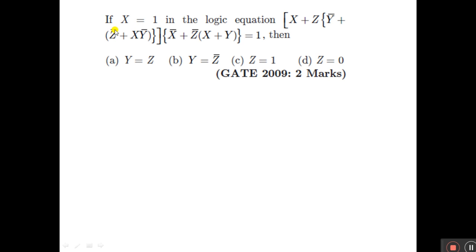They have given the condition x equal to 1 and they are asking to find the value of z, whether z equal to 0, z equal to 1, or z bar equal to y, or z equal to y. So maybe any one of the options is correct for this expression. Let us discuss the solution.